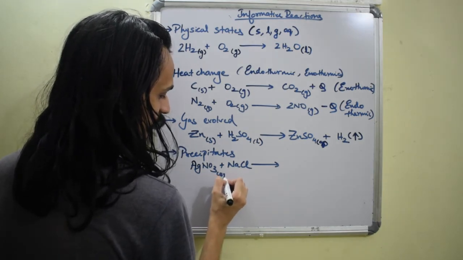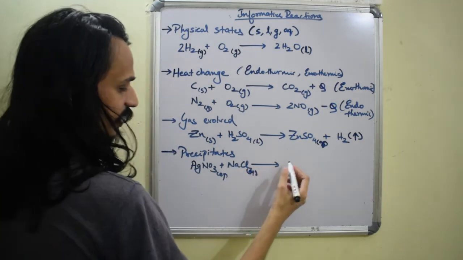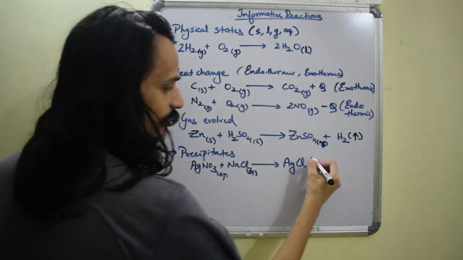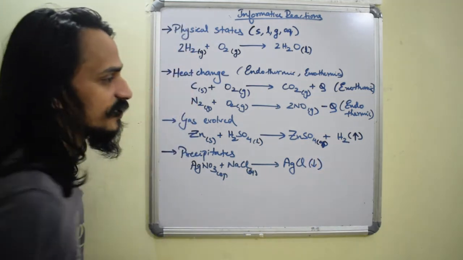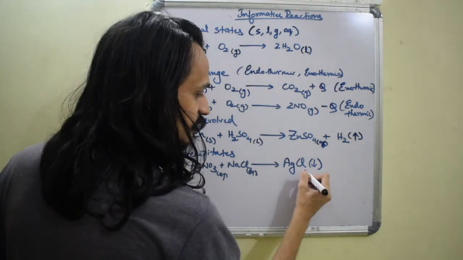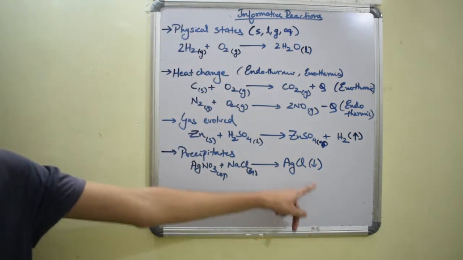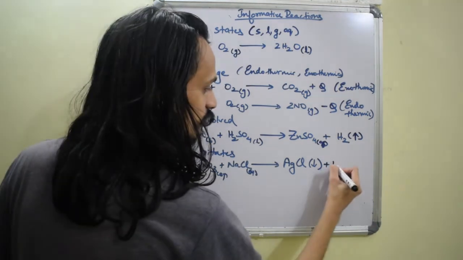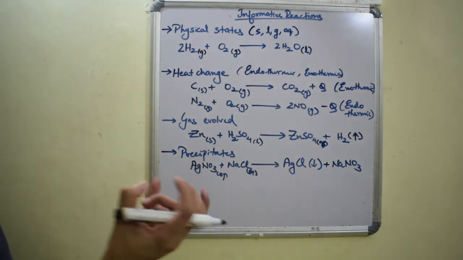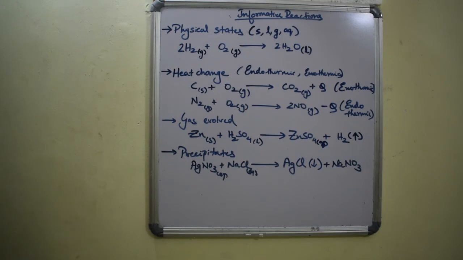Both are aqueous because we need them in solutions. Once they react, it will create silver chloride, which is a precipitate. For a precipitate we put a downward facing arrow. We can also write it as s, right? But to make it more specific, we write it as a downward facing arrow, plus sodium nitrate, which is not a precipitate. But silver chloride precipitate, you will see it as a silvery colored solid.